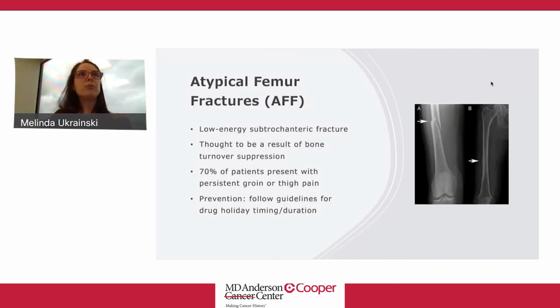So another potential side effect is something called an atypical femur fracture. And these are low energy subtrochanteric fractures. So they occur after little to no trauma, basically in the hip or pelvic region. They usually occur after really prolonged duration of anti-resorptive agents like bisphosphonates or Denosumab. And it's thought to be a result of bone turnover suppression.